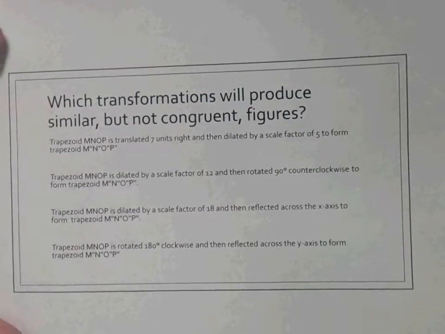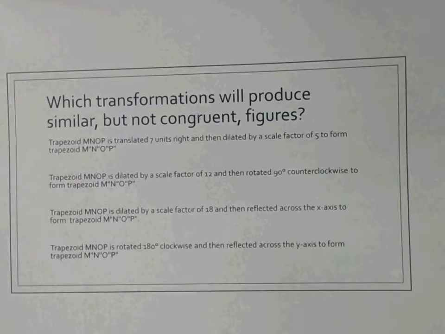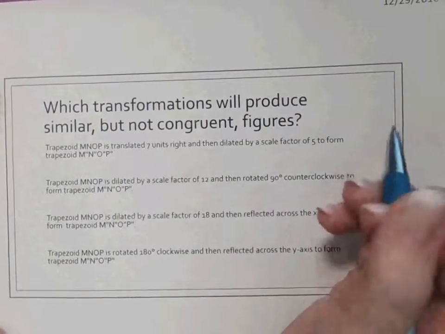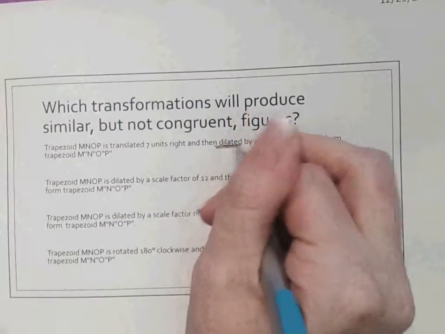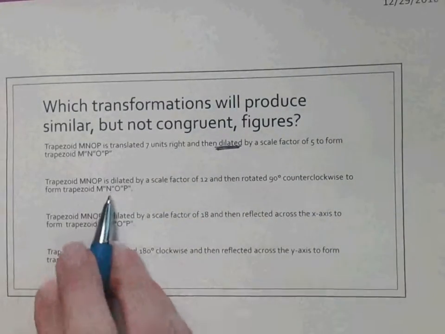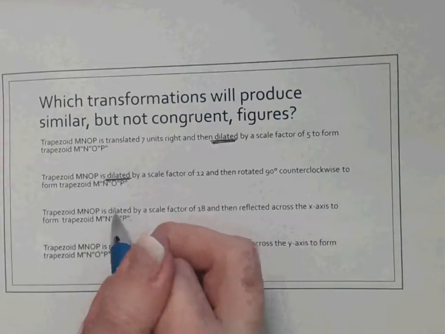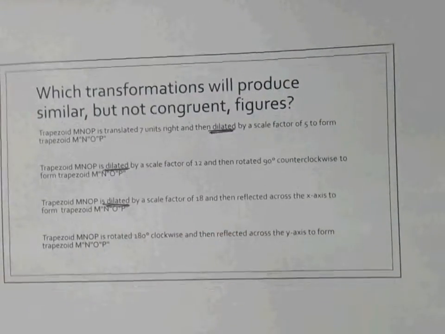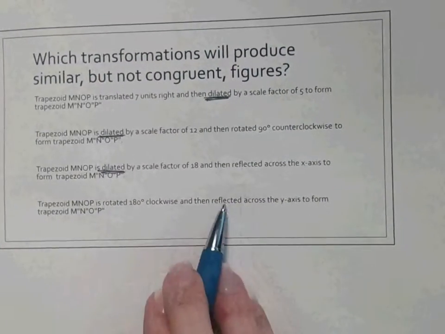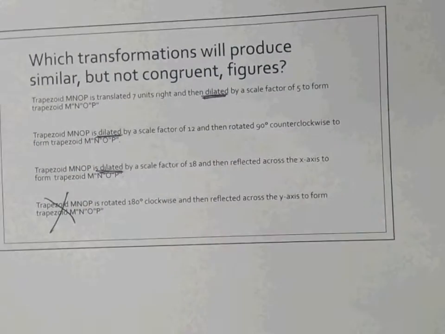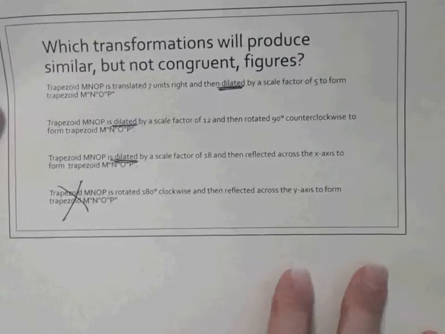Okay, which transformations will produce similar but not congruent figures? So you're just looking for the keyword of dilation or dilated. Okay, so I see it in the first one. I see dilated in the second. I see dilated in the third. And then the last one I see rotated and reflected. So this is not one, but the first three would be similar but not congruent.